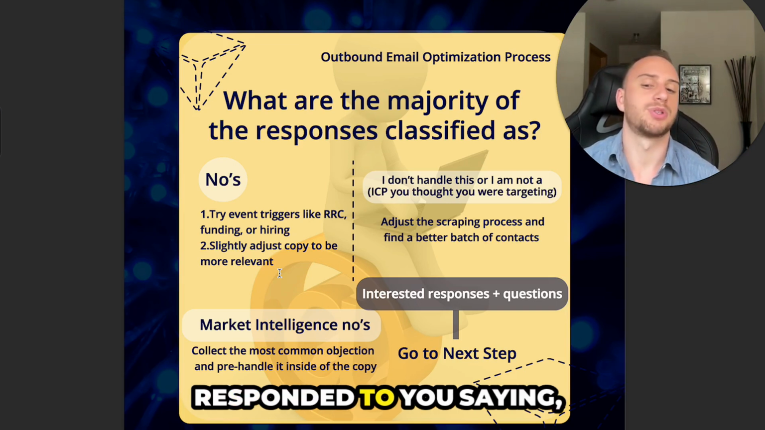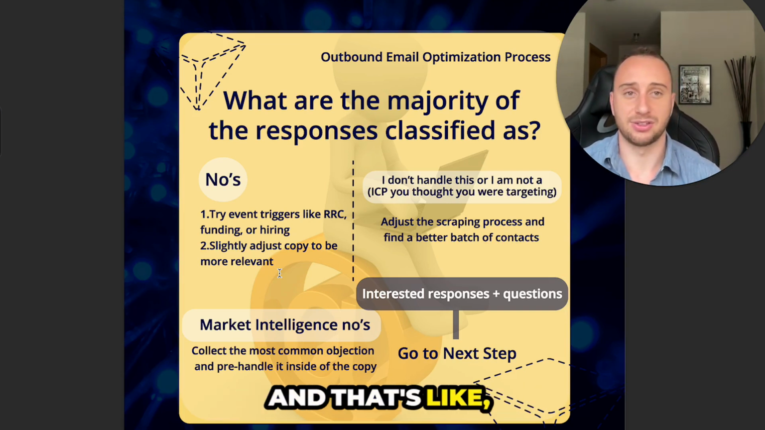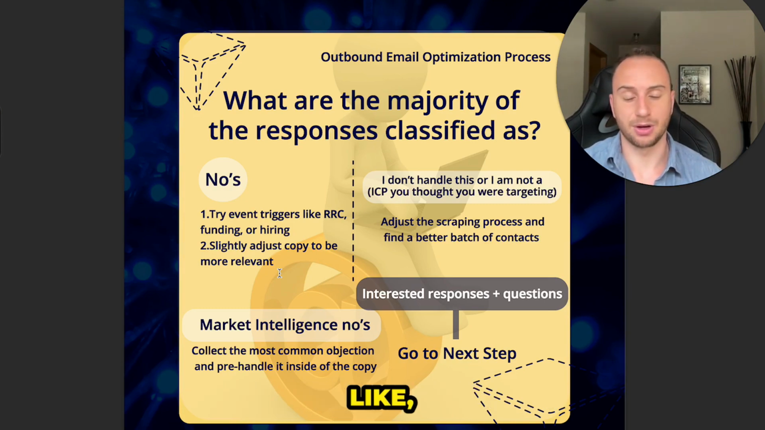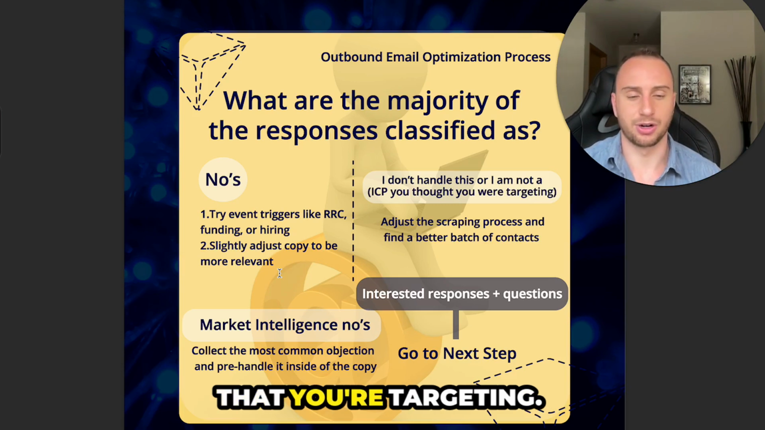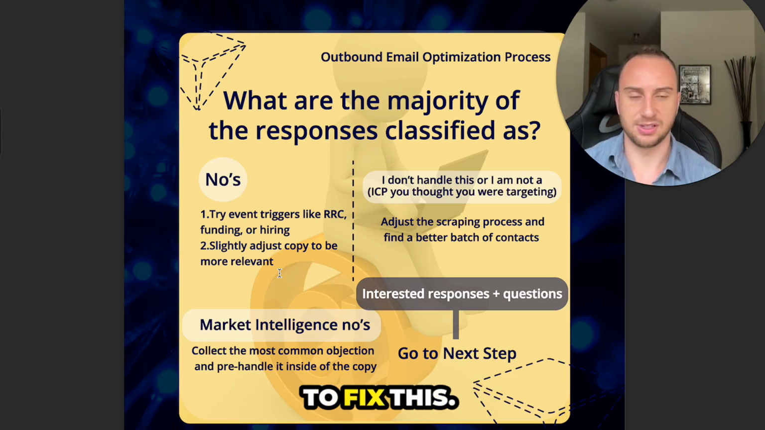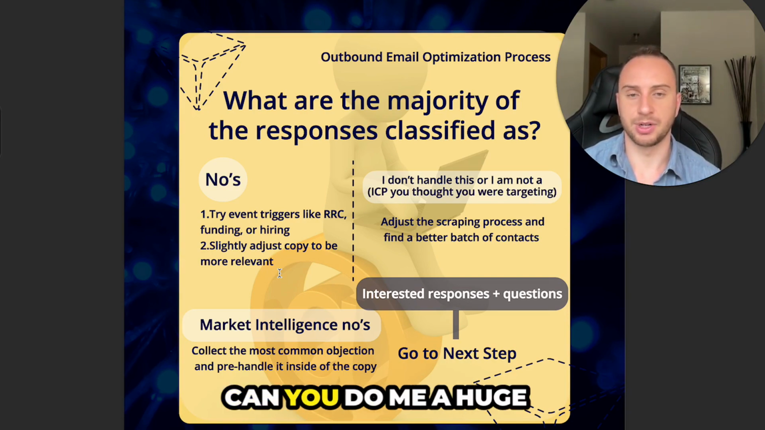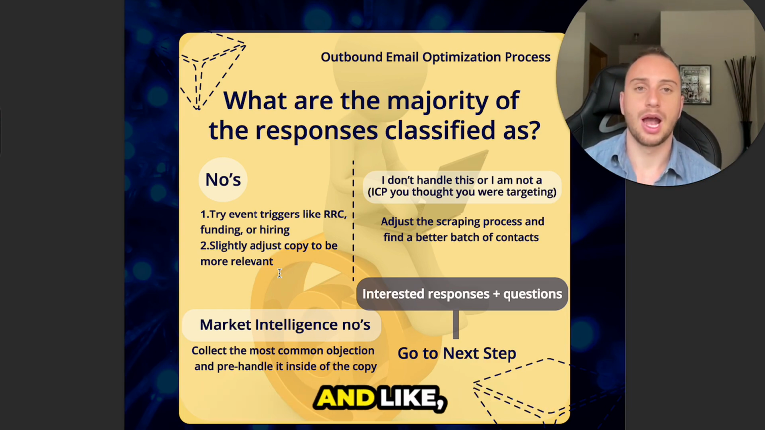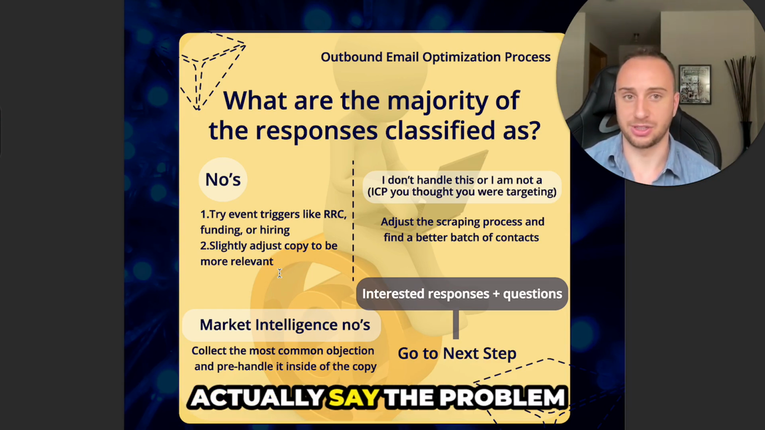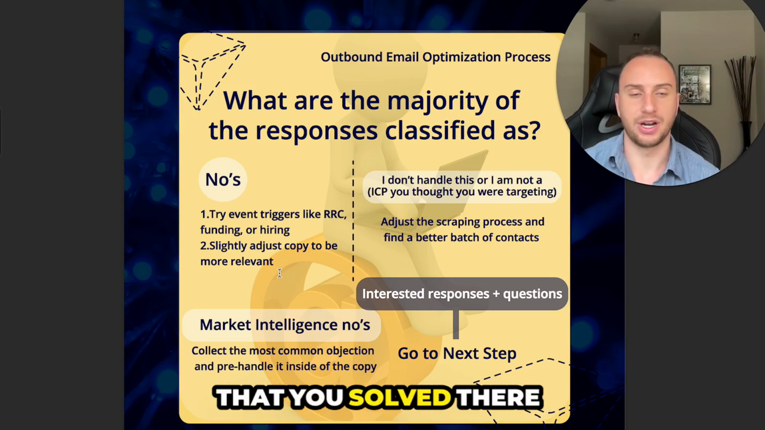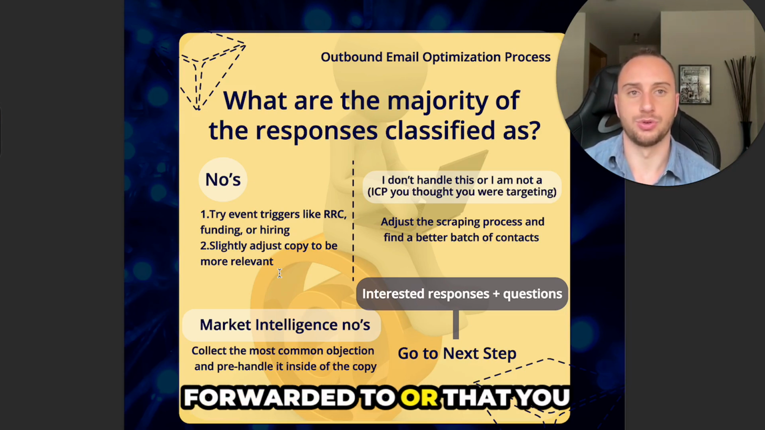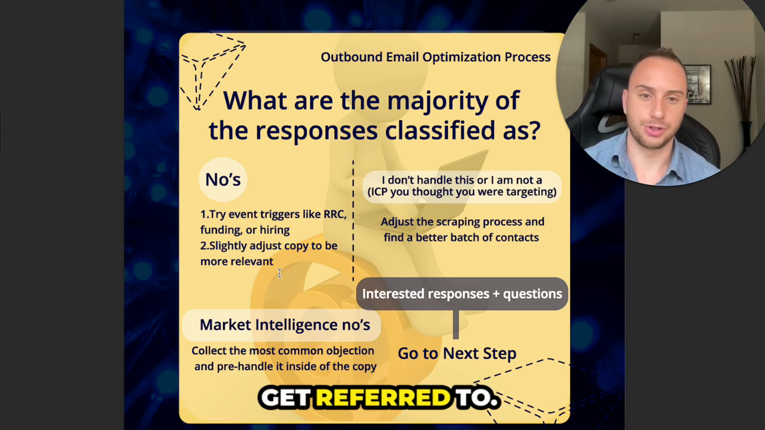If a bunch of people have responded saying, I don't handle this, and that's the majority of the responses you're getting, you might have the ICP wrong. The title might be wrong that you're targeting. There's a couple ways to fix this. At the end of your email sequence, you could ask, hey, first name, can you do me a huge favor and point me to the person that handles this issue? And don't just say this issue, actually say the problem that you solve. And then track the titles that you get forwarded to or referred to, right?